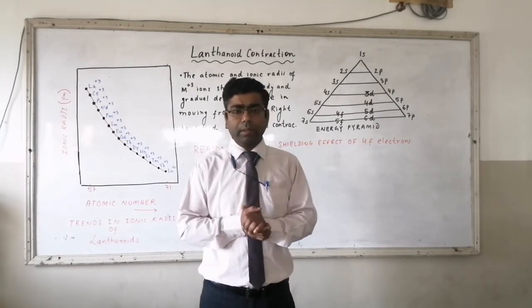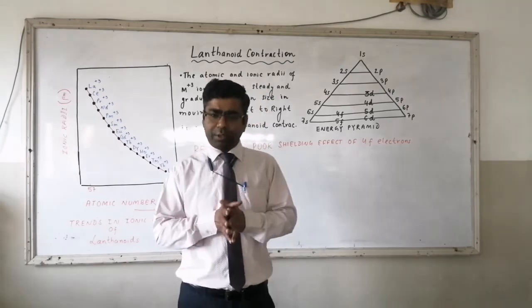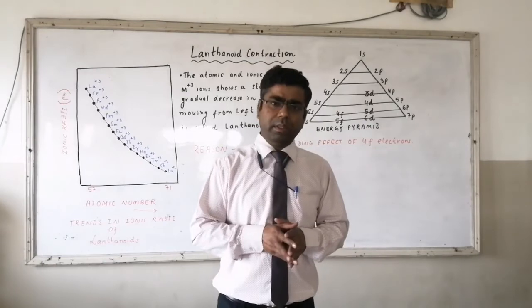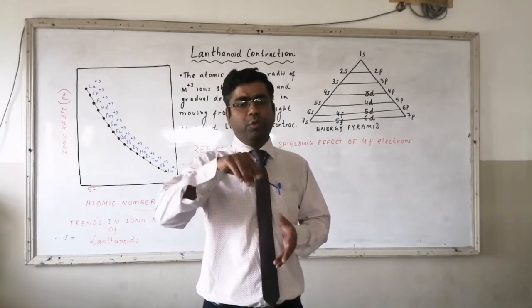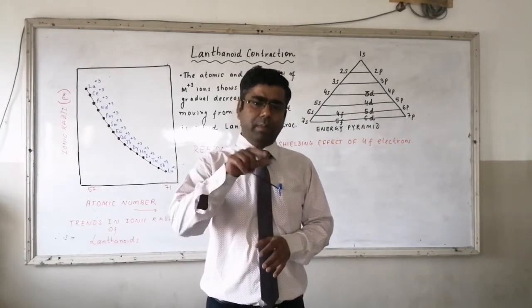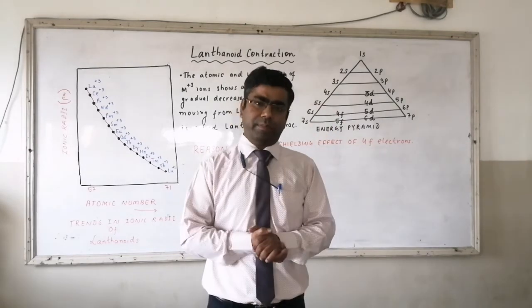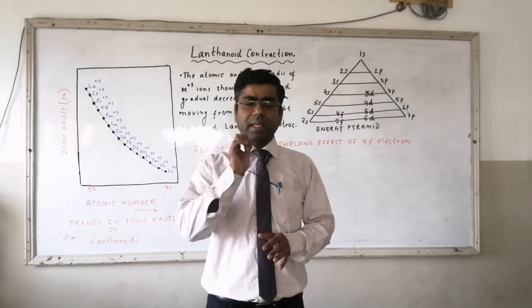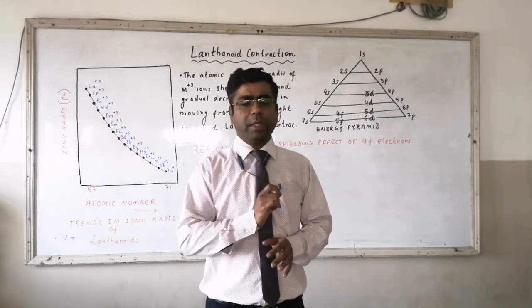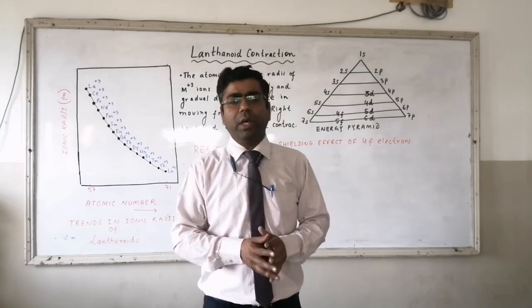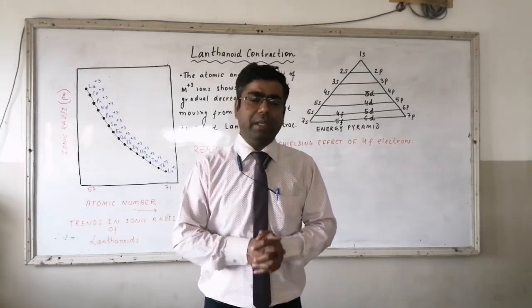That's all in lanthanoid contraction. The similar term is actinoid contraction. Instead of 4f, you have to use 5f. And remember one more thing, actinoid contraction is more than lanthanoid contraction, because the shielding effect of 5f subshell, of 5f electrons, is poorer than the shielding effect of 4f electrons or 4f subshell.